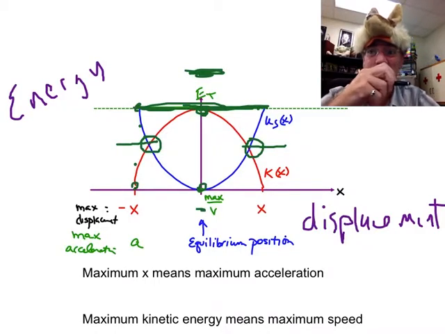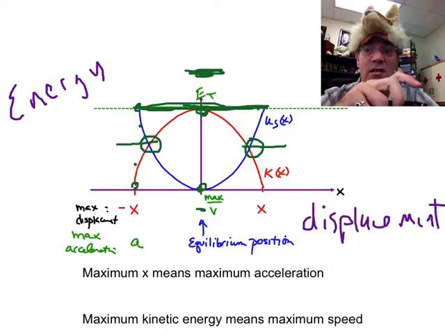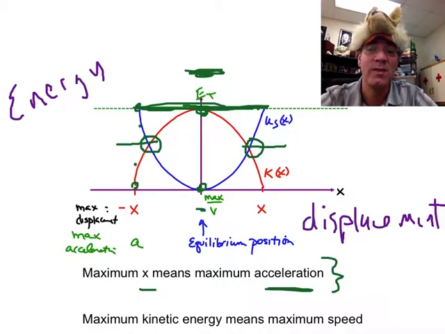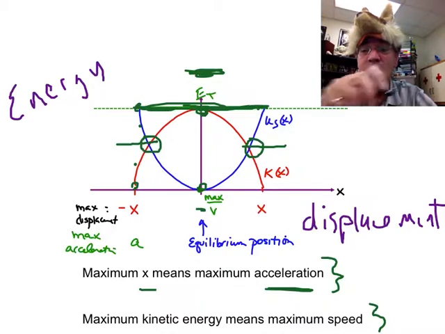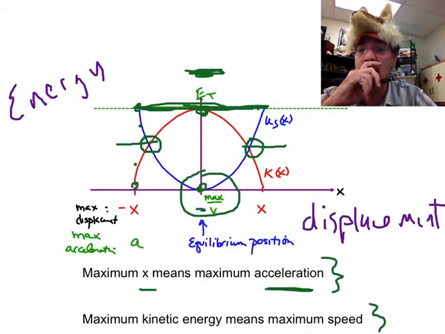You want them to be equal to each other, and so you can figure that out. I think you can do that. Notice that maximum x also means maximum acceleration, because if my force is the greatest, my acceleration is going to be the greatest. And maximum kinetic energy also means maximum speed. Sometimes they ask the question like, where is it going the fastest? You have to remember kinetic energy is basically the same thing as speed, and so you can figure that out. It's going to be right there.